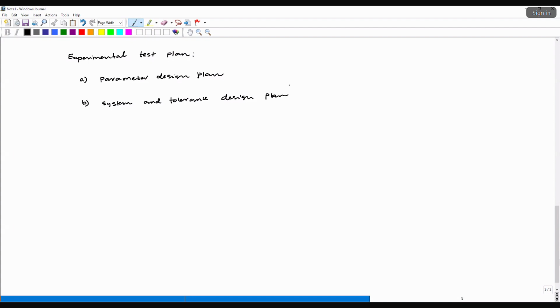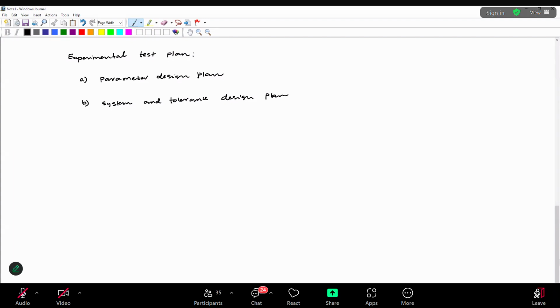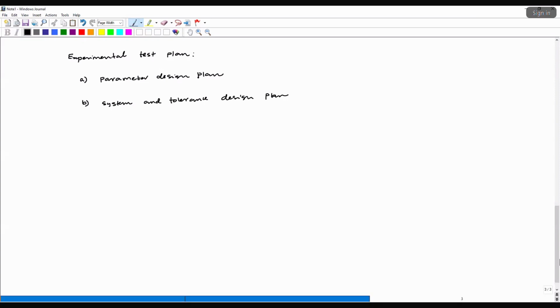Now, under system and tolerance design plan, you must select a measurement technique, right? For example, you want to measure pressure. What technique do you want to use to measure pressure? What is the particular equipment that you are trying to pick? And what is the test procedure? What all are you going to do? Let's say you are using a manometer for pressure measurement. That becomes your technique. I'm going to use the manometric technique.